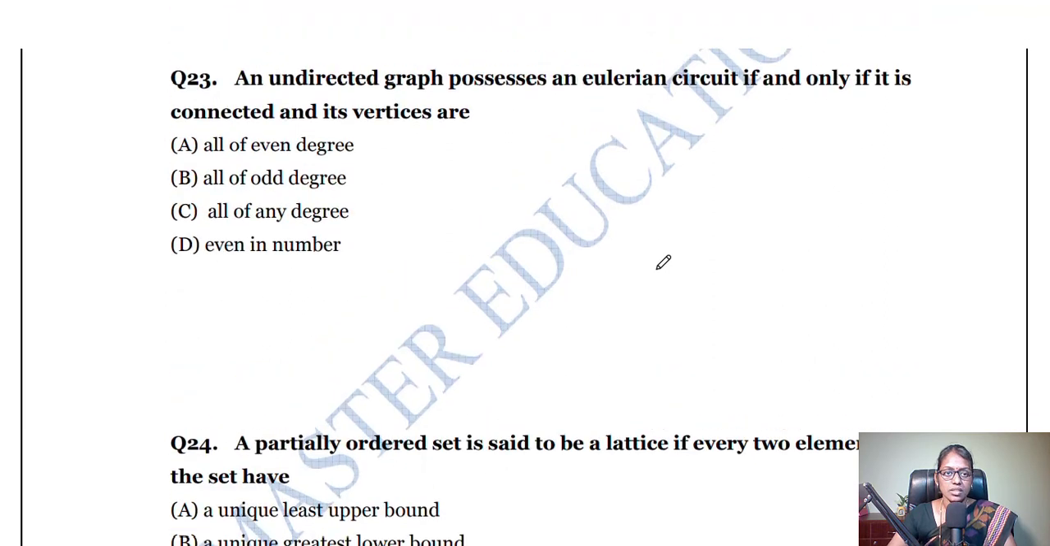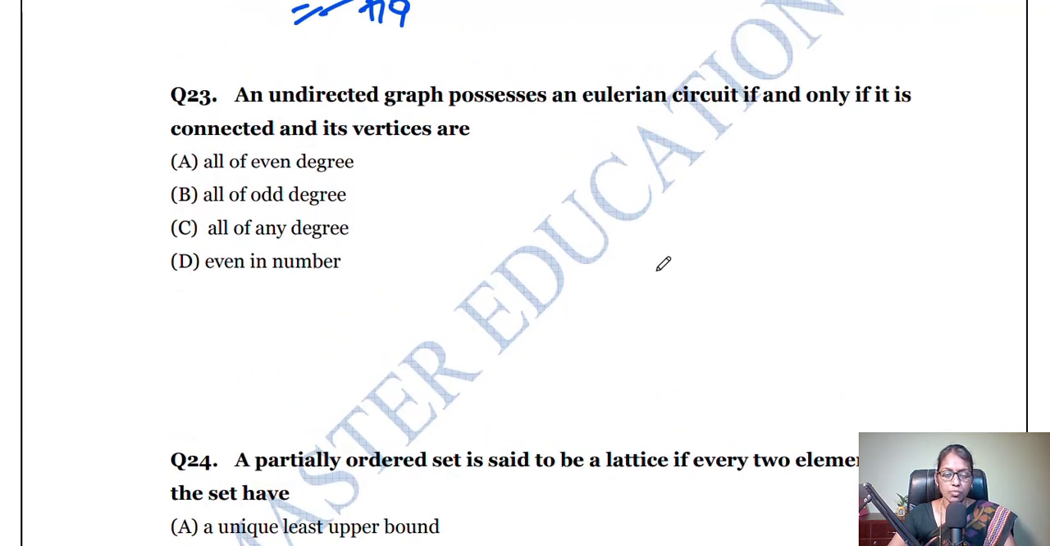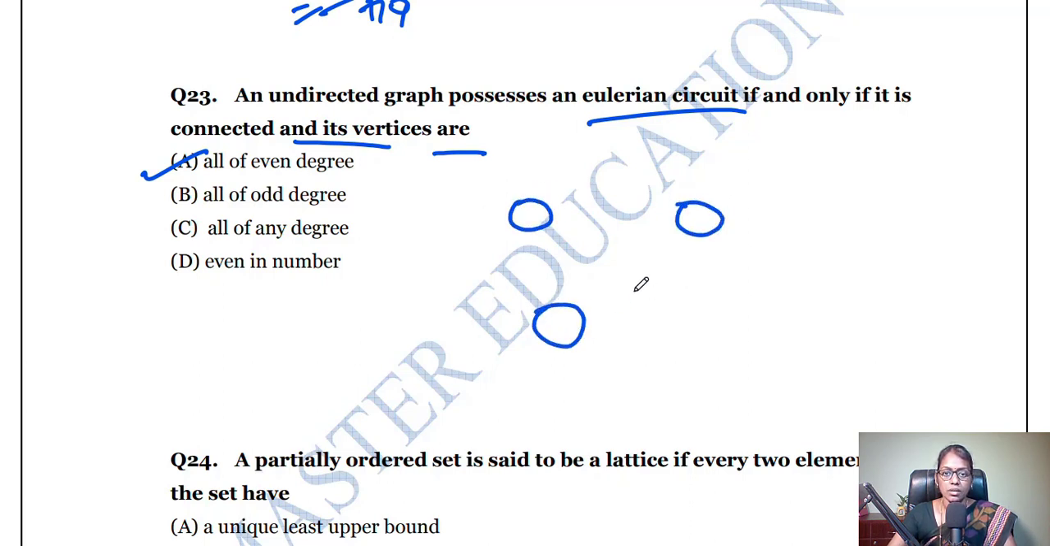The next question is, an undirected graph possesses an Eulerian circuit. What is an Eulerian circuit? If and only if it is connected and its vertices are all of even degree. The graph will be an Eulerian circuit if its vertices all have an even degree. What is even degree? For example, in this one, all possess even degree. This one possesses 2, this one possesses 2, and this one possesses 2.